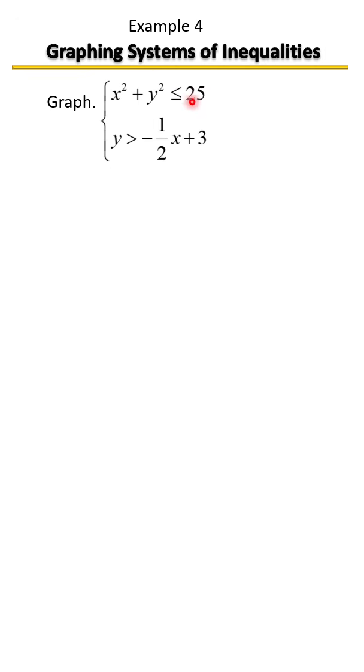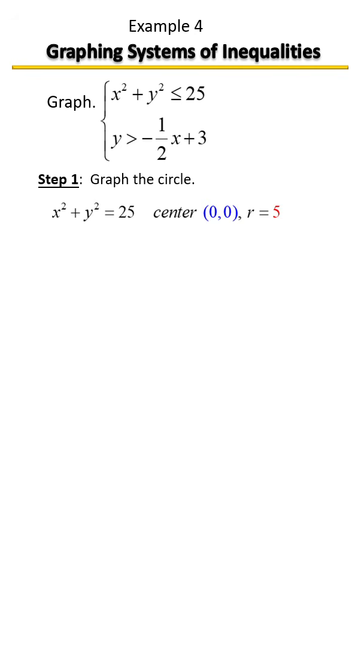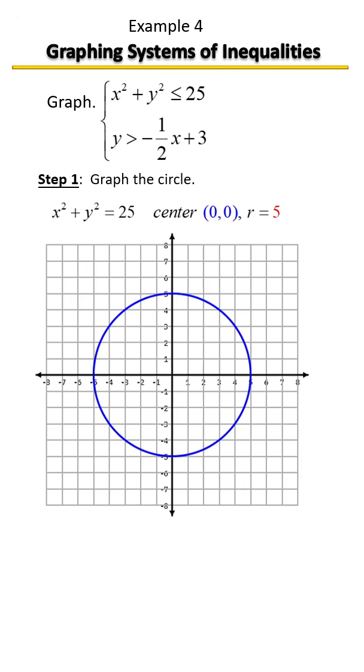And the radius, take the square root of this, and that would be 5. So your radius is 5. So at the point of the origin, which is 0, 0, you're going to go 5 units out in each direction. This tells us to make sure that that circle is a solid circle. So we're going to go ahead and sketch that circle, and it's going to look like so.